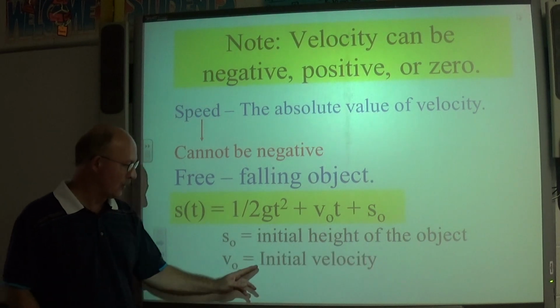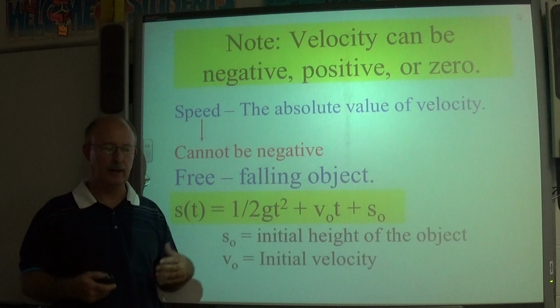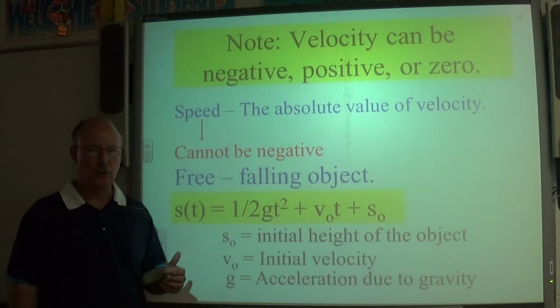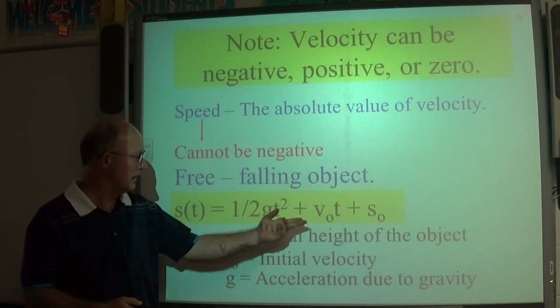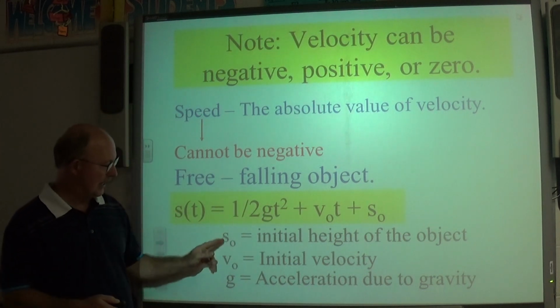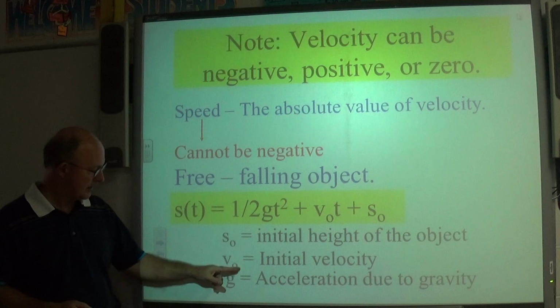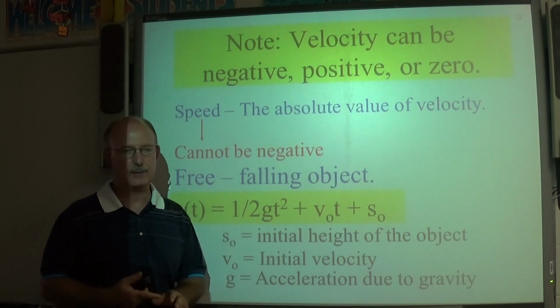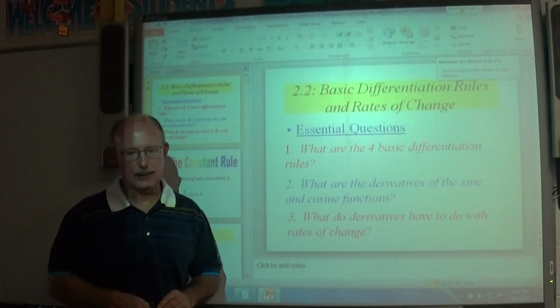Now, v sub 0 represents the initial velocity, and g is our acceleration due to gravity. So as you look at the position function, s of 0 is the initial height of the object, v sub 0 is the initial velocity, and g represents the acceleration due to gravity. We'll look at some examples of those in the next video.